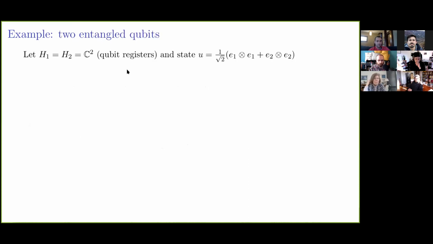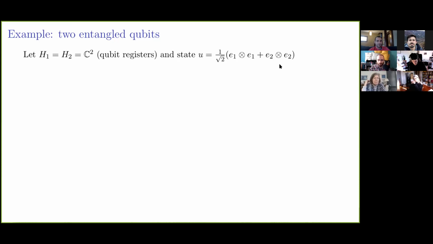Okay, so let's do this again. Let's see what happens if we do it with an entangled system. So let's say we take 2 different qubit registers, H1 and H2. You could think of these as being maybe 2 competing labs, one on floor 1 and one on floor 2. And they're each doing measurements on a qubit register. And somehow they've become entangled.